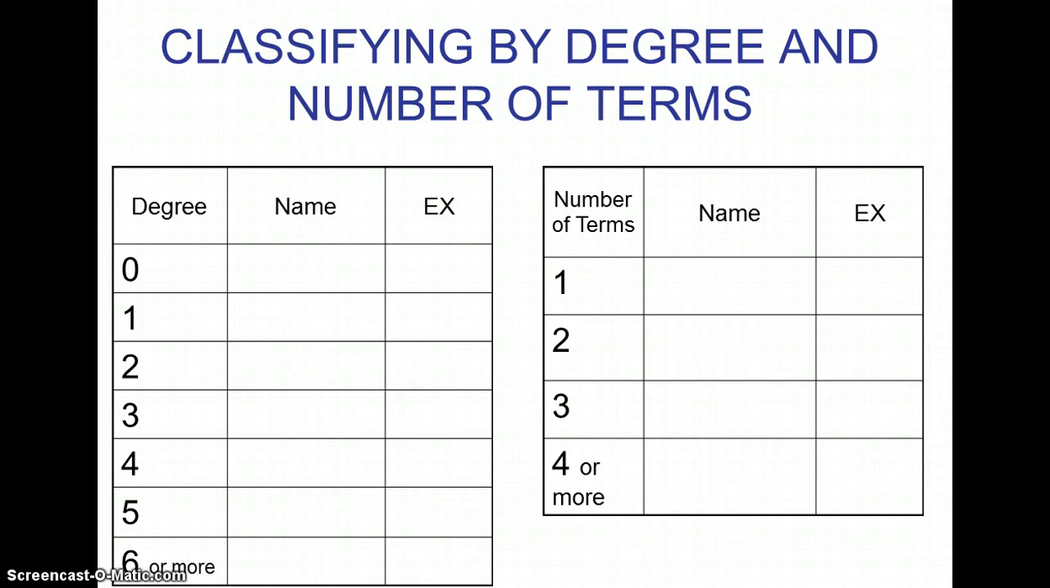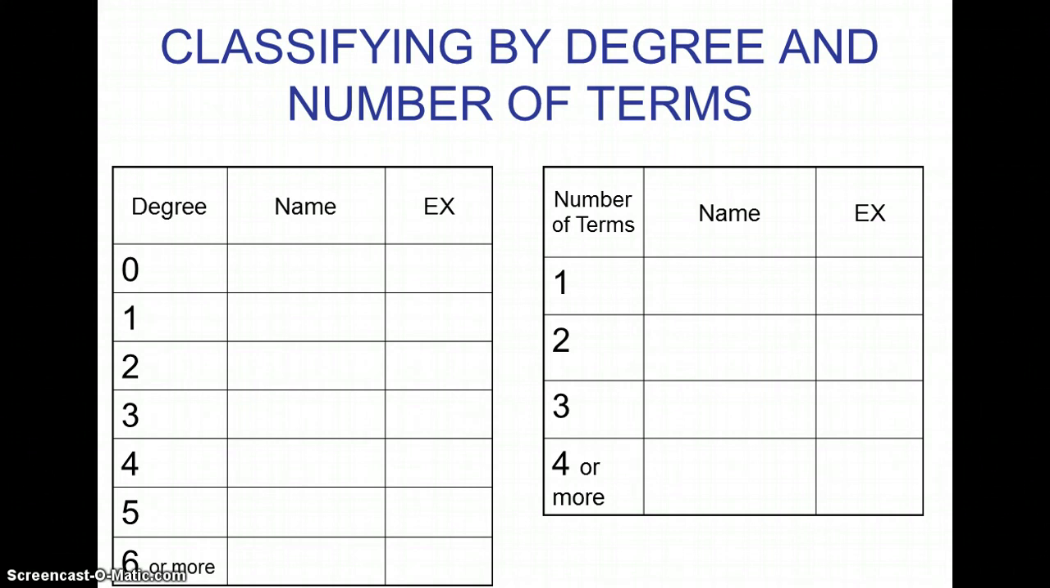Okay, so if I'm going to classify them, there are two parts to classifying the polynomial. We're going to classify it by degree and by number of terms. And by degree, we have several names that we're going to use. Again, we just showed you how to find the degree of the polynomial. We're not going to do each term, we're just going to do each polynomial as a whole.